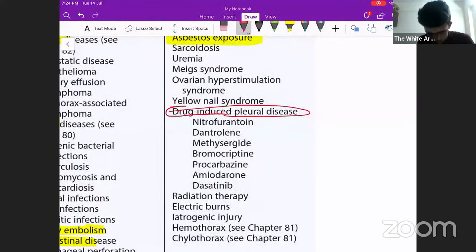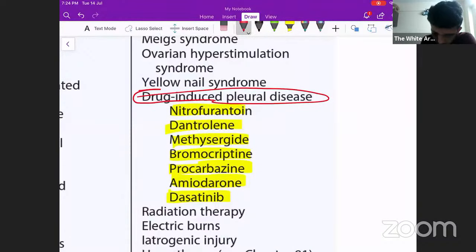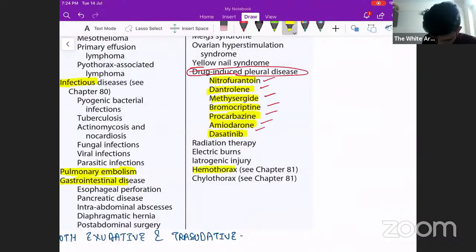drug-induced pleural disease. So again, very important to remember all the drugs. From entrance exam point of view, it has been asked many number of times. So all these drugs, please do remember. One is nitrofurantoin, second is dantrolene, third methysergide, bromocriptine, procarbazine, amiodarone, and dasatinib. Once again, I repeat because it's very important to remember, since it's been asked many times in our entrance exam: nitrofurantoin, dantrolene, methysergide, bromocriptine, procarbazine, amiodarone, and dasatinib. Okay. And there can be hemothorax and chylothorax.